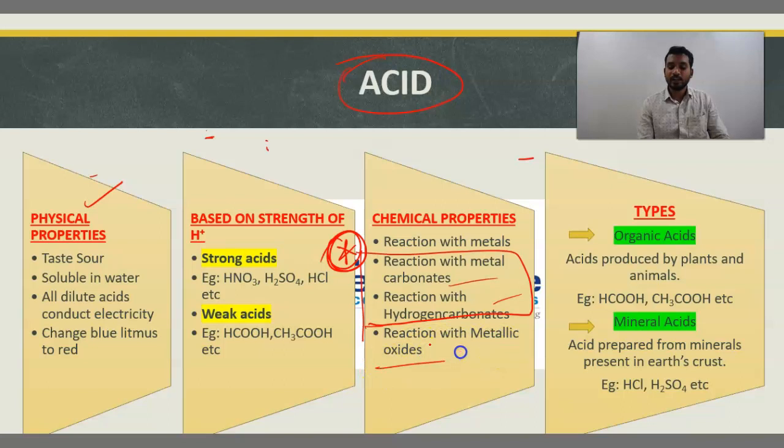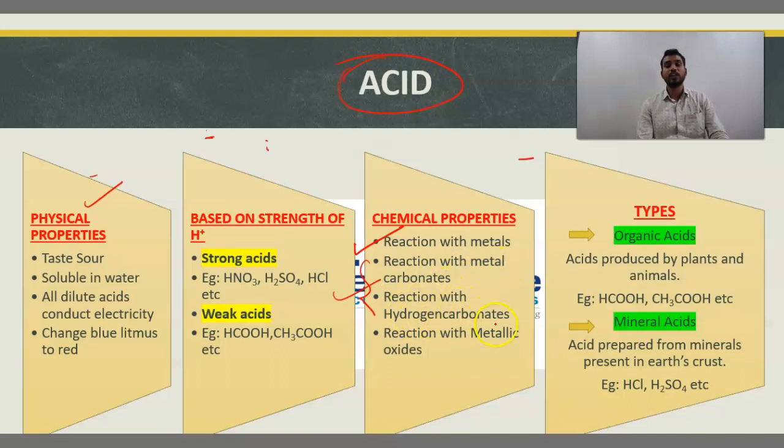And reaction with metallic oxides. These are the chemical properties. So in your textbook, you have three different topics based on chemical reactions. Which are the three topics? One is reaction with metals. Another one, which both come under the same category, is reaction with metal carbonates and reaction with hydrogen carbonates. And third is reaction with metallic oxides.